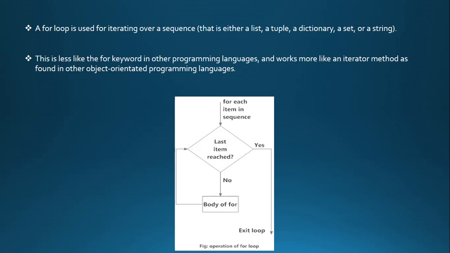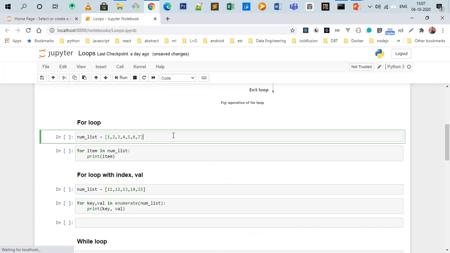This is a very small diagram showing the workflow of a for loop: for each item in a sequence, or you can say iterable object, is the last item reached? If the last item is reached, then it will go to exit loop. Otherwise, it will execute the body of that for loop, and it will go on until we reach the last item, and as soon as we reach the last item, it will exit the loop. So one example of a loop is the for loop in Python.